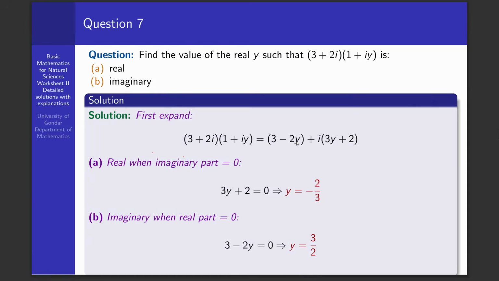But when it is 0, y must be 3 over 2. Therefore, whenever y is equal to 3 over 2, this complex number will be a purely imaginary number, or simply an imaginary complex number. Okay, that's it.